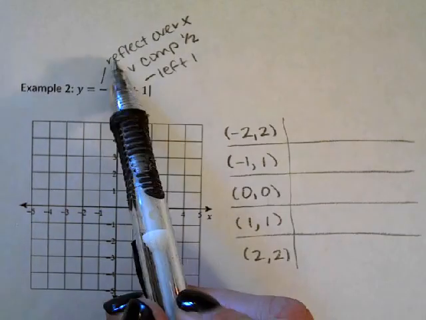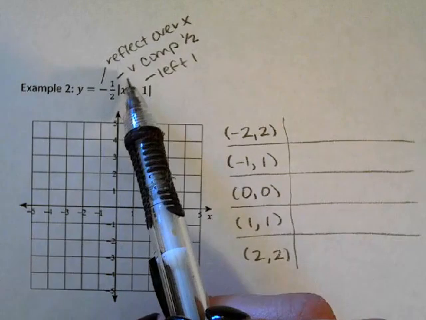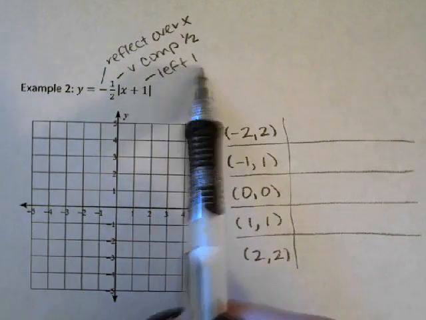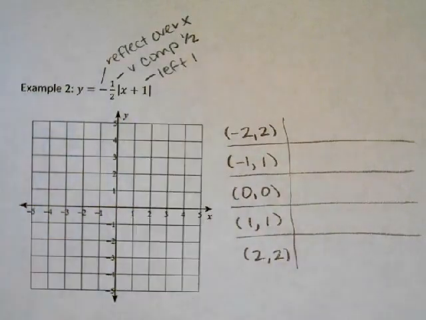Okay? So we're going to do reflect over x, and we're going to do vertical compression first, and then we're going to do the left one. Because reflect over x and vertical compression have to do with multiplying, and shifting left one has to do with adding or subtracting. Okay, so that's the order we're going to do it.